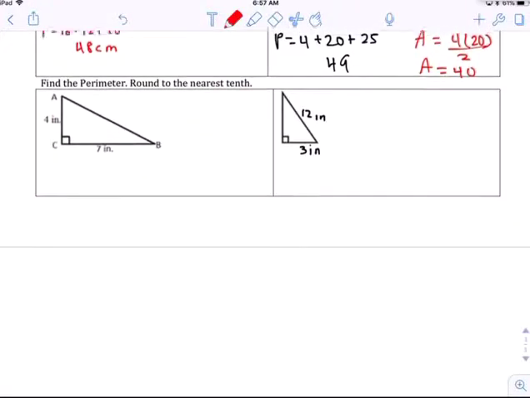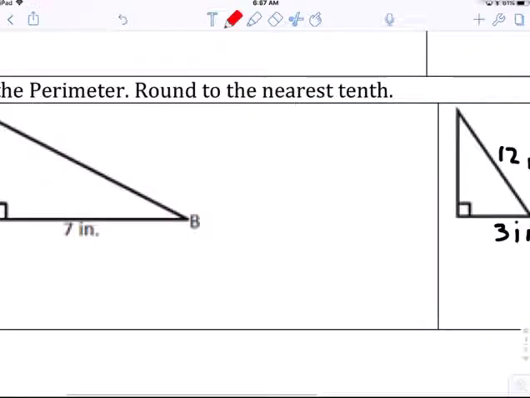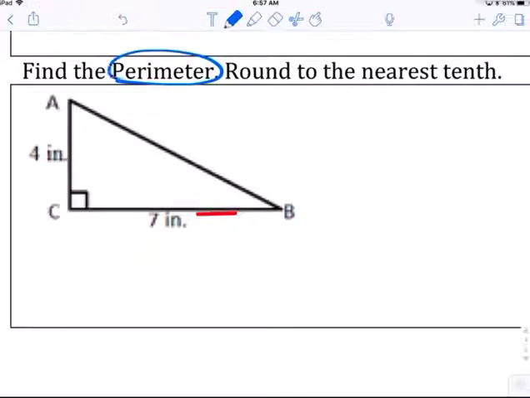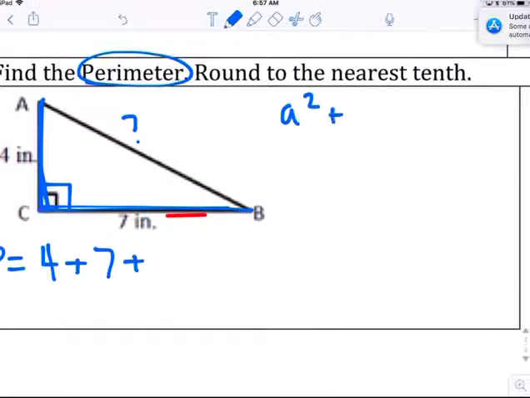Okay, find the perimeter of these. We're almost done. Then round it to the nearest 10. Find the perimeter. P equals. That means I'm fencing it in. 4 plus this, 7 plus, oops, I don't know. Because it's a right angle, I can do the Pythagorean theorem. A squared plus b squared equals the diagonal part, c squared. This diagonal piece I need to know.